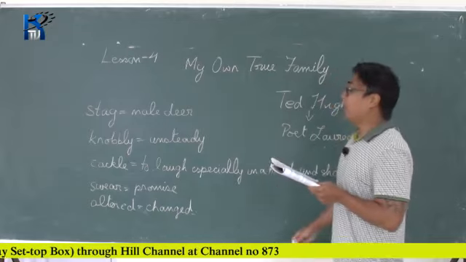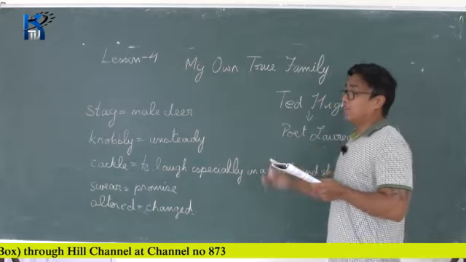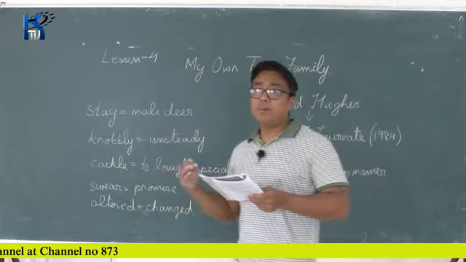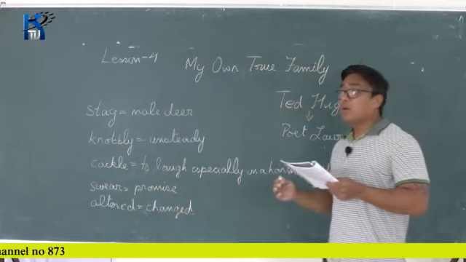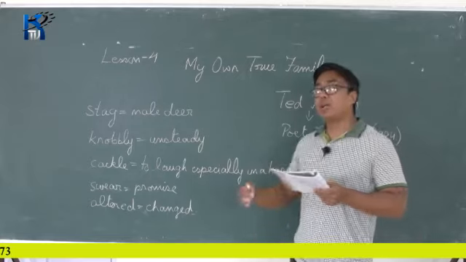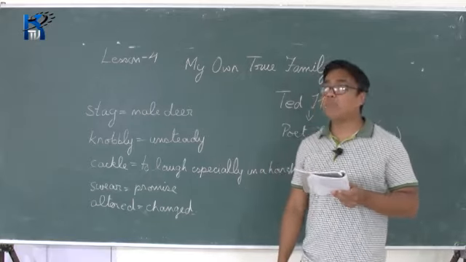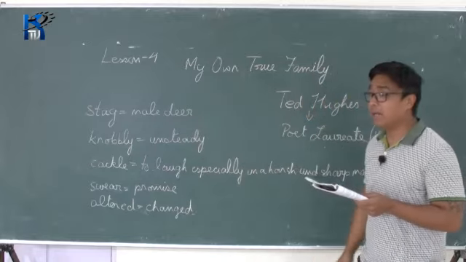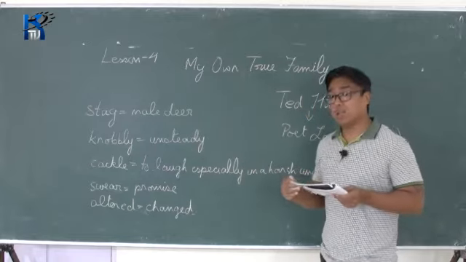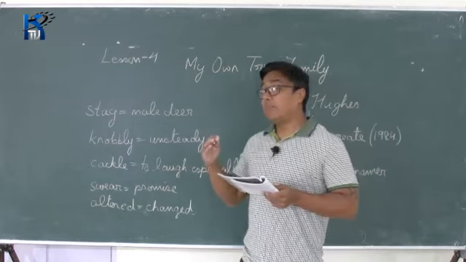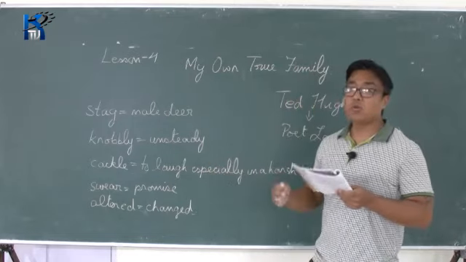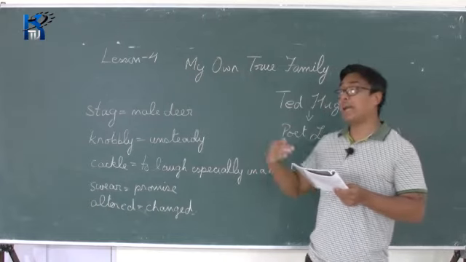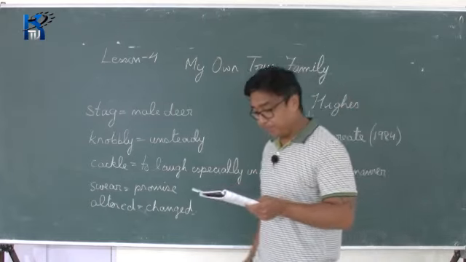Because human beings survive because of Mother Nature. So we have to take care and preserve our Mother Nature. This is what the poet tries to tell us through this poem, My Own True Family. He wants the readers to realize that Mother Nature is very, very important to human beings, for the survival of human beings, and we should not exploit Mother Nature.